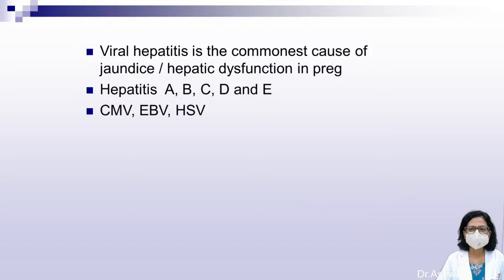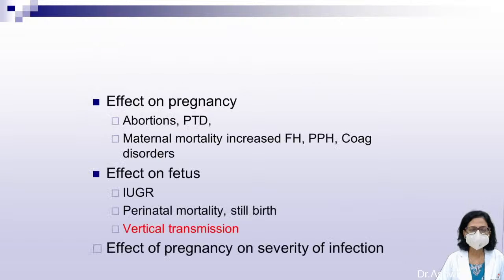The common viruses are hepatitis A, B, C, D, and E. Less commonly, cytomegalovirus, Epstein-Barr virus, or herpes simplex virus may also cause viral hepatitis in pregnancy. So overall, considering all the viral infections which cause hepatitis, what is the effect on pregnancy? It may lead to abortions, preterm delivery, maternal mortality may be increased if there is fulminant hepatitis.